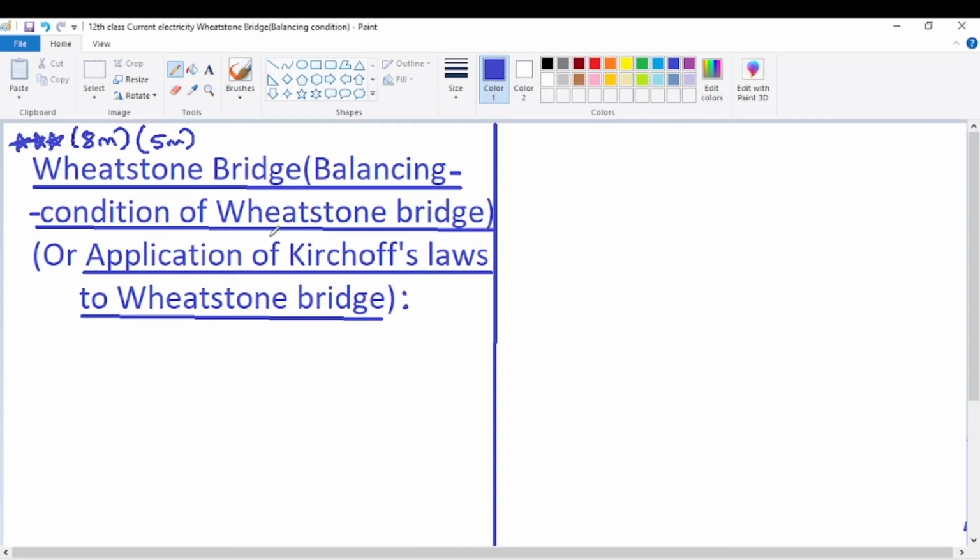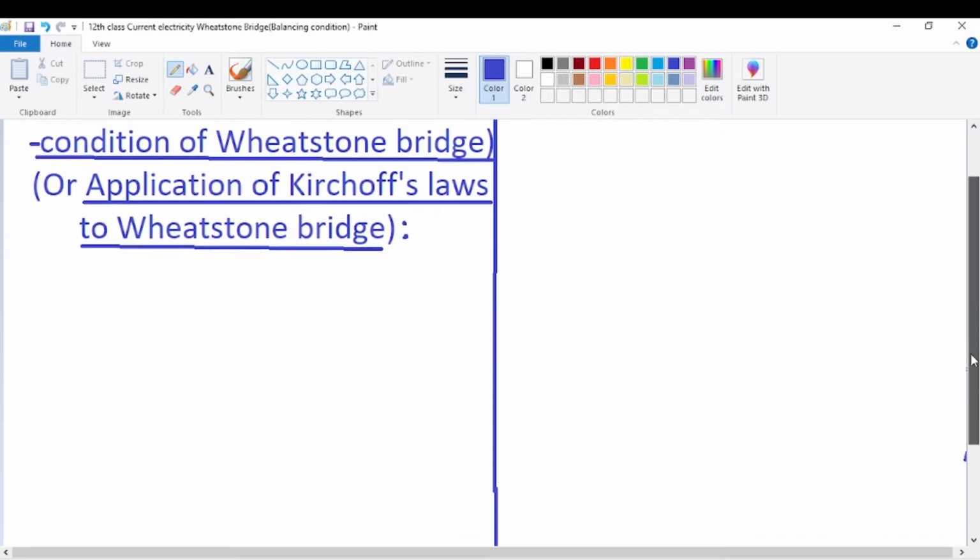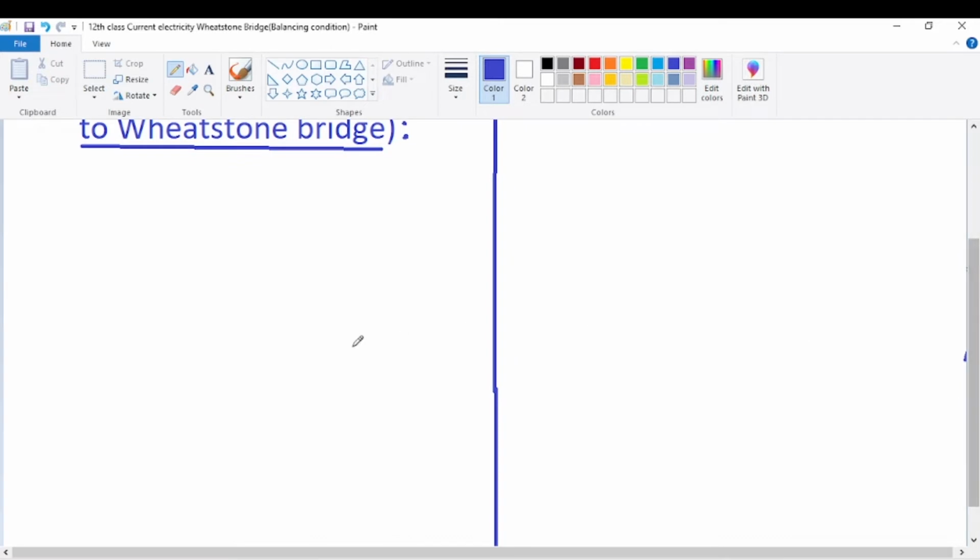So what is the description or construction of the Wheatstone bridge? What does it really consist of? The Wheatstone bridge consists of four resistances, denoted as P, Q, R and S. It can be shown like this. I'm just drawing it, a very simple diagram. This is the first resistance, P. And all these four resistances are joined end to end this way to form a closed circuit.